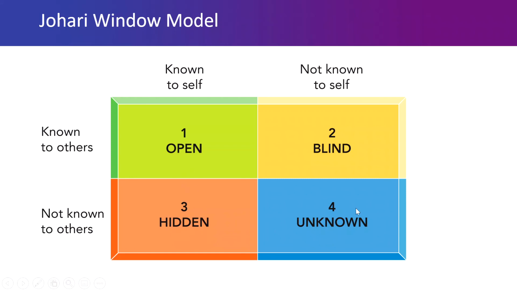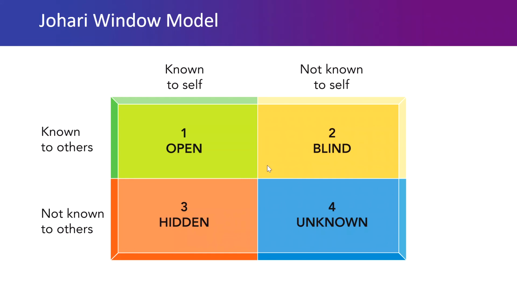The fourth quadrant is things that nobody knows about you and you don't know, possibly because you haven't been in that situation. Like I don't know how I would act in a life-threatening emergency. I like to think I'd be calm, cool, and collected, but would I? I don't know. So this is really an excellent way to think about yourself.